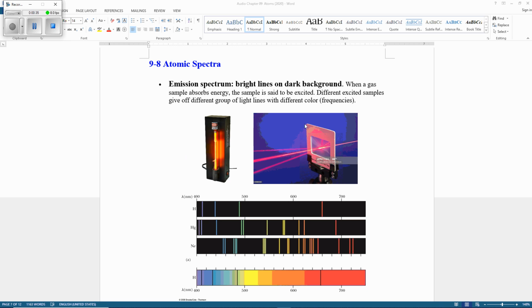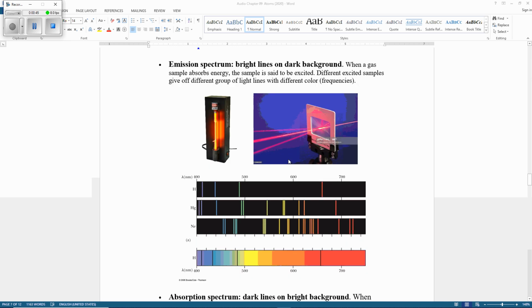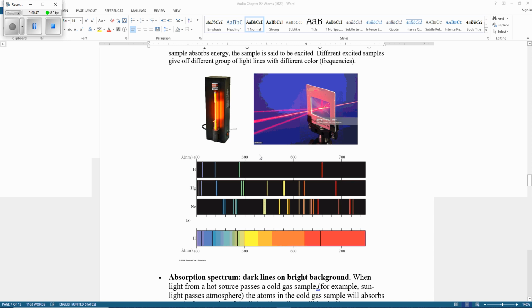Now you use this device we call a diffraction grating. Then different colors are going to separate into different angles. Now on the screen we turn off the light. The room is supposed to be dark. Then you're going to see different colors come out. Okay, so this is hydrogen, different colors.